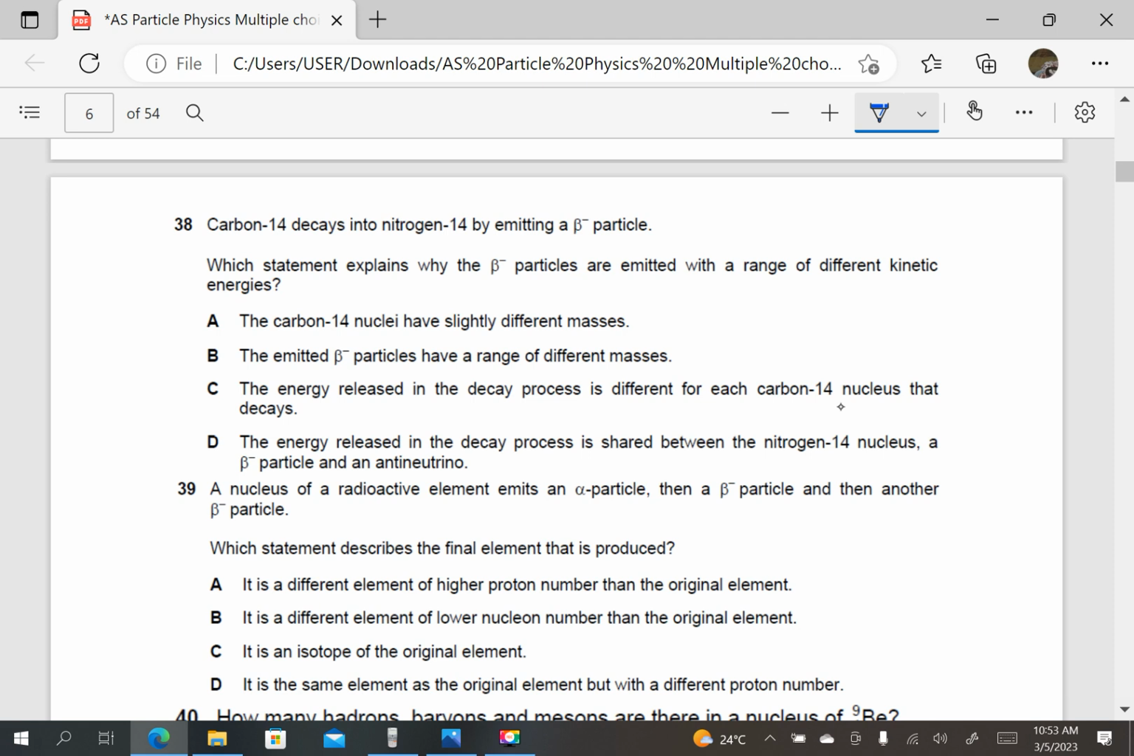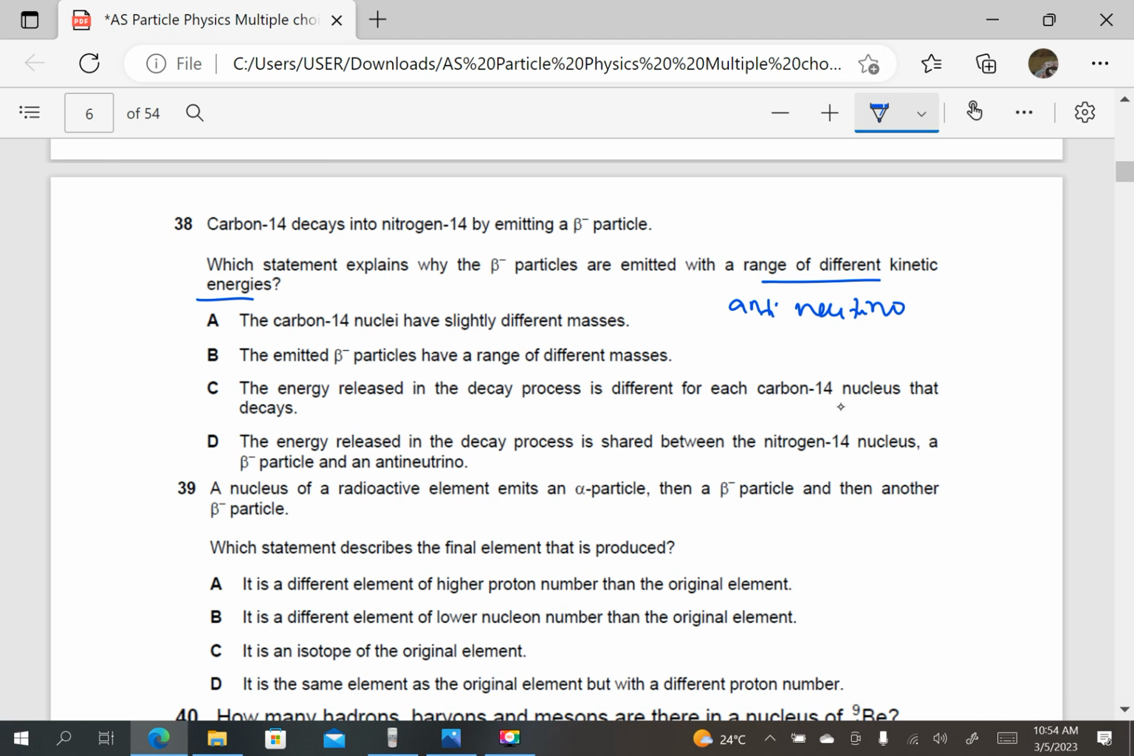Which statement explains why the beta minus particles are emitted with a range of different kinetic energies? We have seen that when beta minus particles are emitted, they are accompanied by an anti-neutrino. Beta minus is a normal electron. So the energy is going to be shared with the antineutrinos, giving the beta minus particles a range of energy.